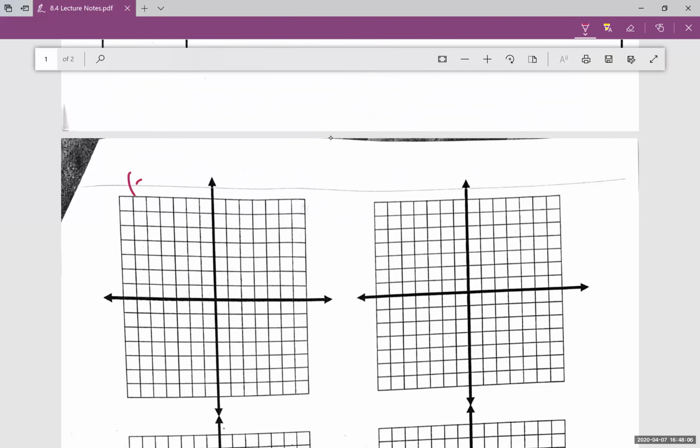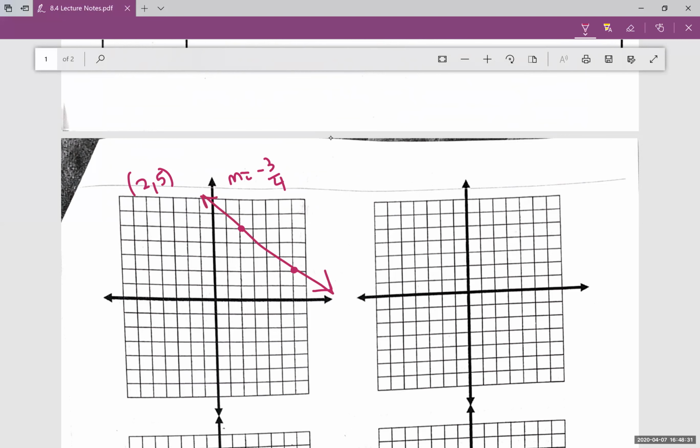Okay, so we have a point (2, 5), and we have a slope of negative 3 over 4. So let's plot (2, 5): over 2, up 5. And then from there, it's negative 3 over 4, so we go down 3 and over 4. And there we have it. And then Hawkes would draw that line for us.